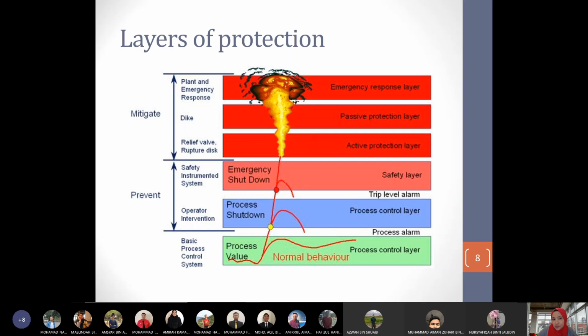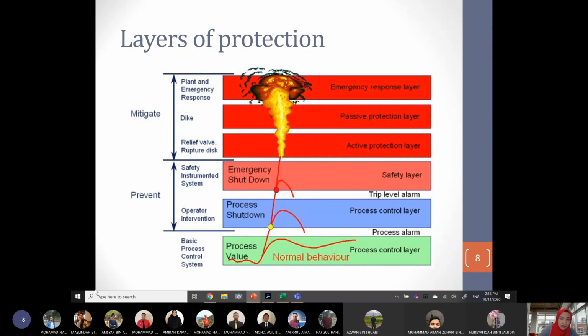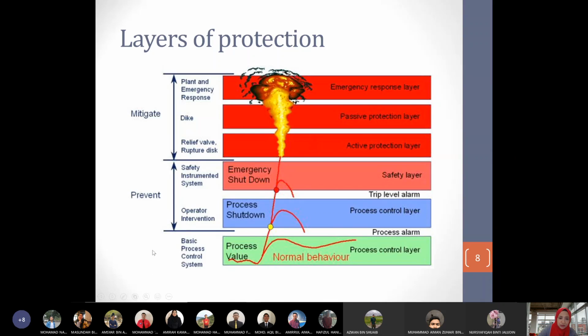You have a planned emergency response system where you would evacuate and have firefighters or first responders coming in, ambulance, police, and so on. Okay. So basically, at first you have the basic process control system, and then there's a prevention system, and finally a mitigation system in protecting against fire accidents or fire hazards.